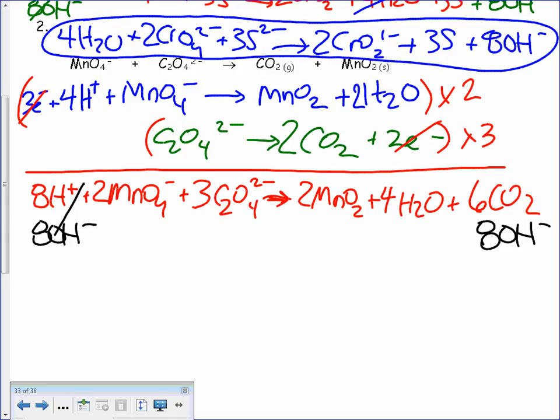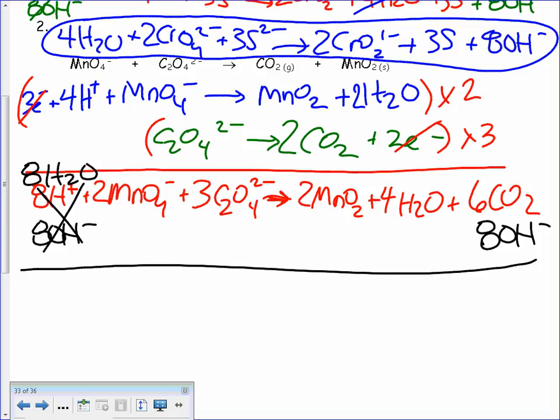This reduces down to what? 8 waters. So I'm just going to write 8 waters there and totally ignore that this is even present because it's no longer present. Now I have a total net ionic equation of 8 waters on this side, 4 waters on that side. What do I do? Totally cross out the 4 waters here. That cancels out 4 of them here, leaving me 4 waters.